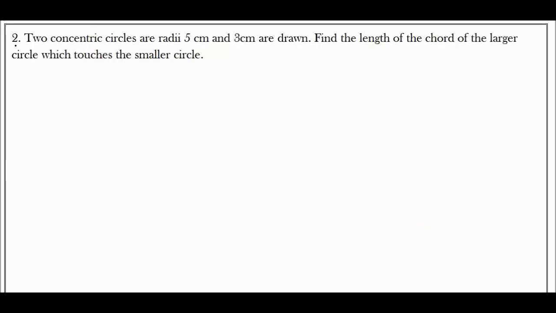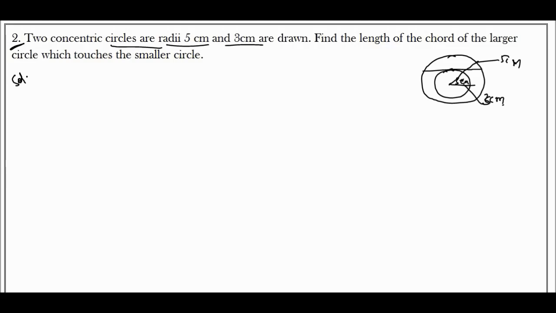Here, second question solution: two concentric circles of radius 5 centimeters and 3 centimeters are drawn. So 3 centimeters first we draw, this one, and 5 centimeters like this. Okay, we draw. So find the length of the chord of the larger circle which touches the smaller circle. So we need to find this chord length. So this is 5 centimeters and this is 3 centimeters here.